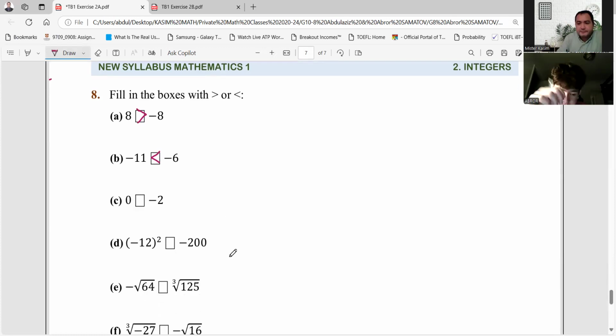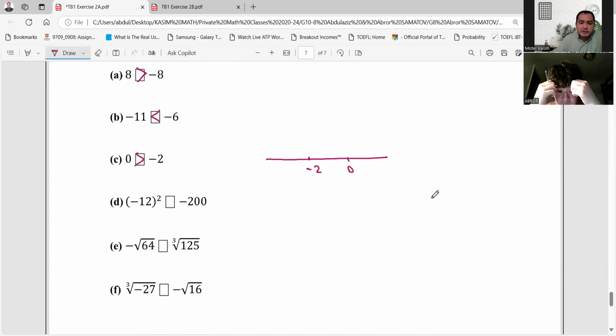Okay, C, zero is less than negative 2. Oh no, zero is greater than negative 2, right? Because here we have negative 2 and here we have 0 to the right. So 0 is greater than negative 2. And D, first, can you tell me, Abror, what is negative 12 squared?